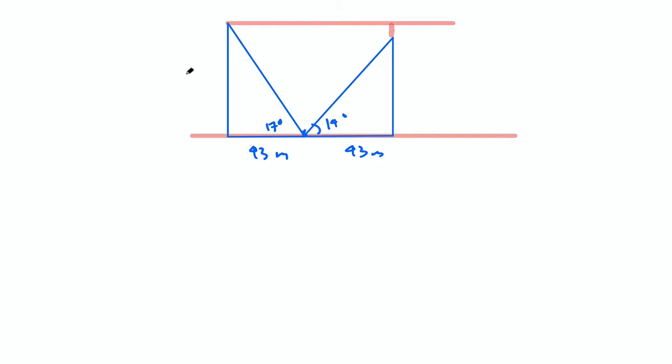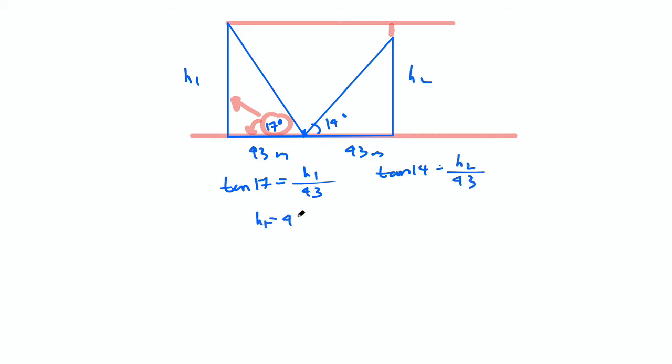Okay, so let's calculate the height of this one and the height of this one, right? Here, according to this angle, this is the opposite and this is the adjacent side. So tangent of 17 is equal to the opposite over the adjacent. Same for here, right? Tangent of 14 is equal to the opposite over adjacent. Right? So if I isolate for h1, I just have to multiply both sides by 43. Okay, and here, multiply both sides by 43 as well. You get 43 tan of 14.